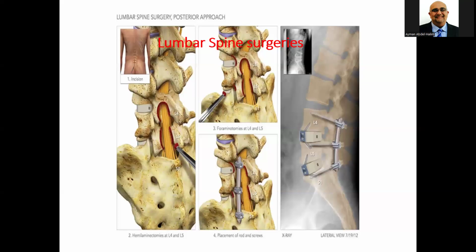So this is basically, in just two words, the rationale of the choice. If there's a chance of instability after surgery, the surgeon would do the fusion. Otherwise, he will do the laminectomy.